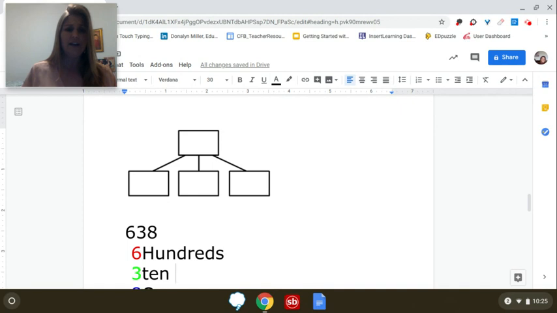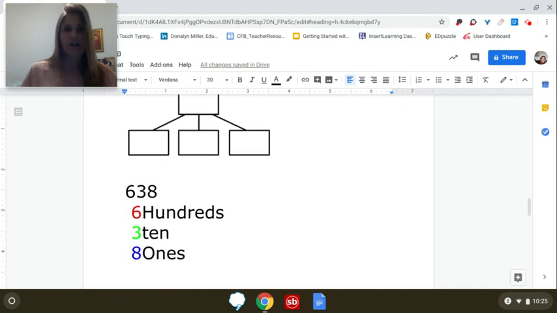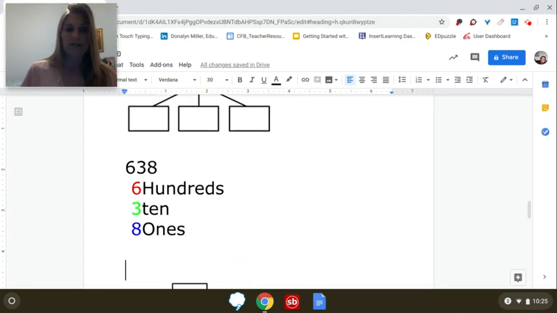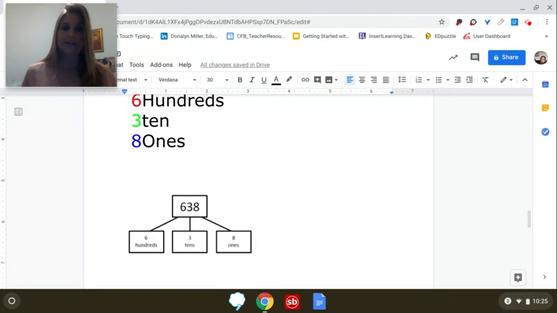Okay, so let's look at 638. Here, you'll notice I've used a color code that we've been doing. We have 6 hundreds, we have 3 tens, and we have 8 ones. So I could put that in my number bonds, and it would look like this. Okay, so I have the 6 hundreds here, I have the 3 tens here, and I have the 8 ones. Now that all equals 638. I decomposed it into smaller forms.